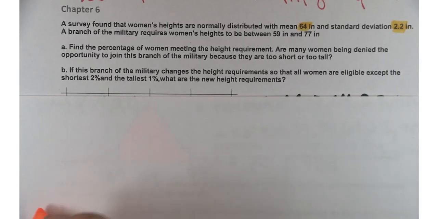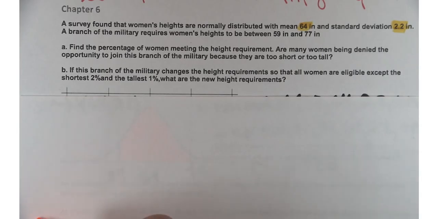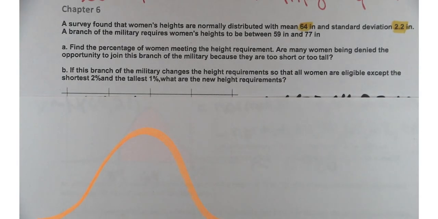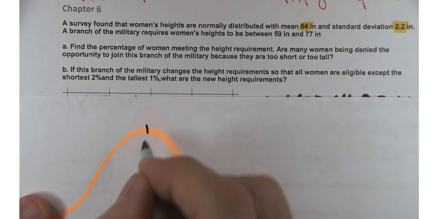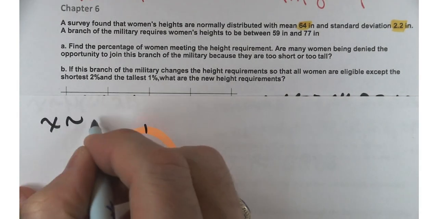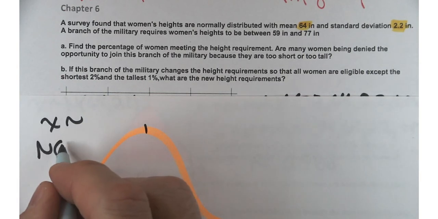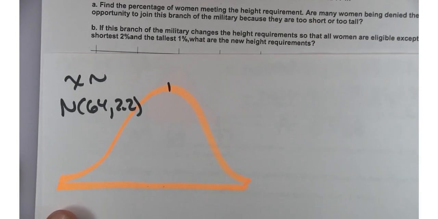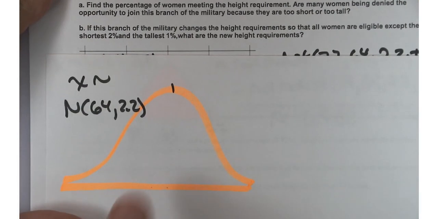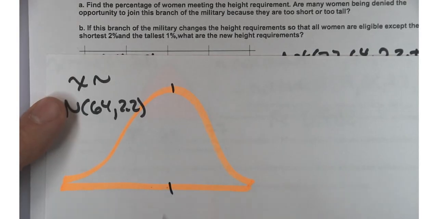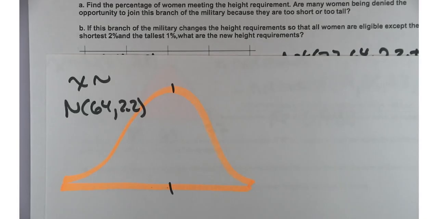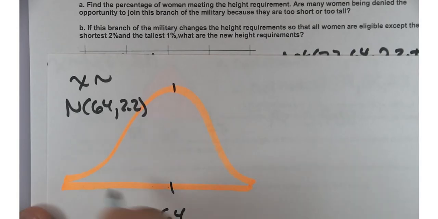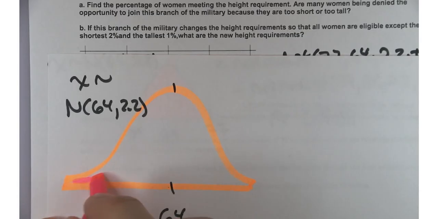So let's talk about the shortest 2%. So X in this case is distributed normally with a mean of 64 and a standard deviation of 2.2. We'll start out with the shortest 2%. Where should that be? Where's that value going to be? On the left. Yeah, it's going to be on the left. So 64, and somewhere in the left tail, we're going to find the value that puts 2% of the area in the left tail.